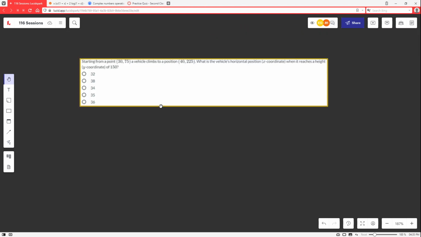Next one. Starting from a point 30, 75, a vehicle climbs to a position 40, 225. What is the vehicle's horizontal position when it reaches a height of 150? There are a few ways you can do this. You can calculate the line equation using the numbers, rearrange for x, and stick the value in. Or you can just stick the numbers in Wolfram Alpha, and it'll tell you.